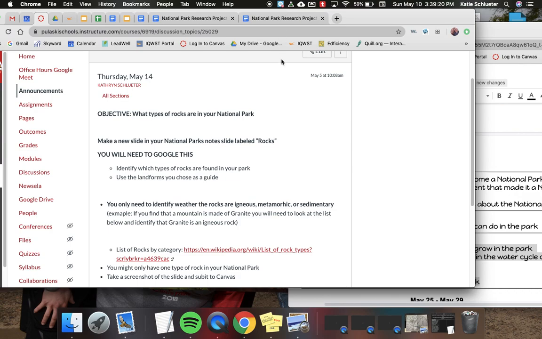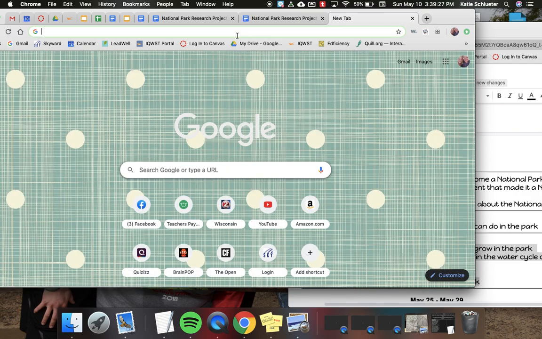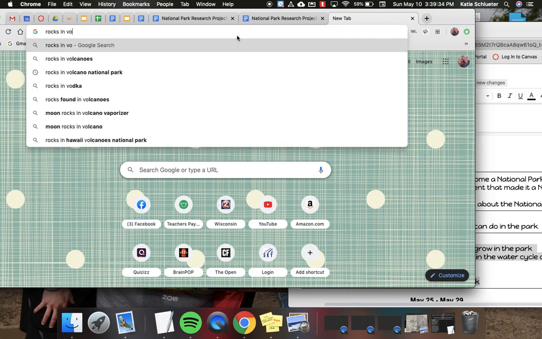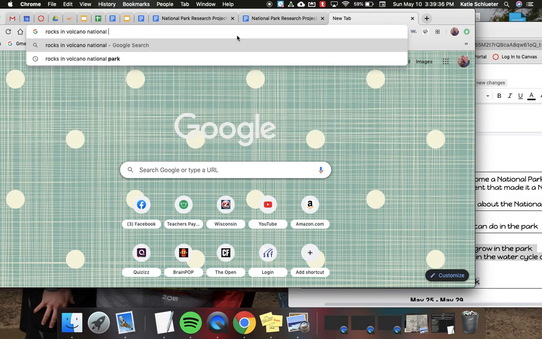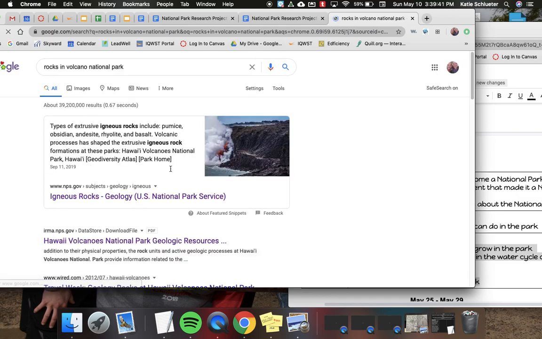So, more than likely, your national park is only really going to have one of these types of rocks. So, if I look up my national park, which is Volcano National Park, I'm just going to Google rocks in Volcano National Park. Now, I already know that my park has a lot of volcanoes, which means that it's going to have a lot of igneous rock, but it tells me right here, which I was lucky enough, but it's also found on the National Parks Web Service site.